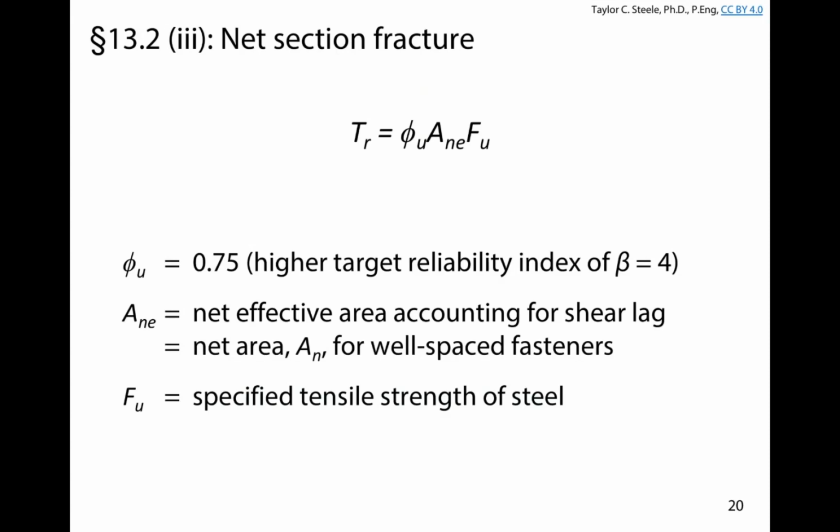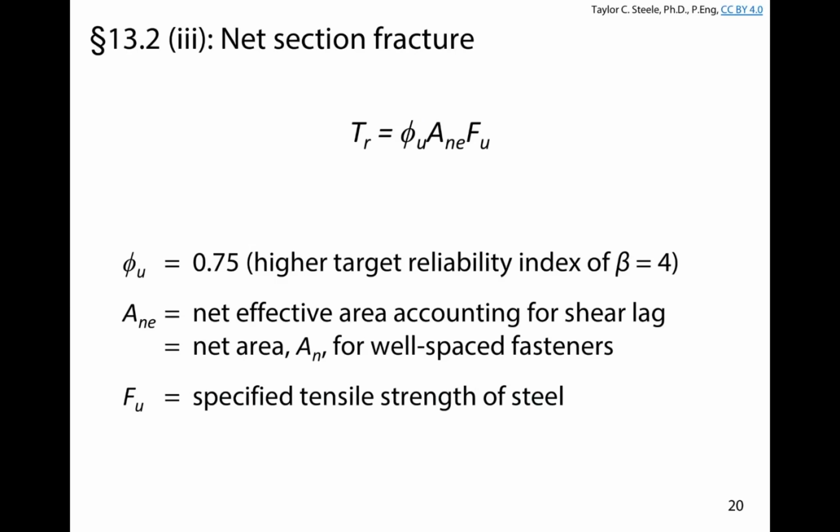What we have here is A_NE, which is called net effective area. And we're going to talk about what accounting for shear lag means in lecture 13. But for today, all we really need to know is that the net effective area for us for simple connections with well-spaced fasteners is just the net area. And so basically it's the gross area minus whatever cross-section we lose to accommodate the bolts. And then we've got the specified tensile strength, ultimate tensile strength of the structural steel.